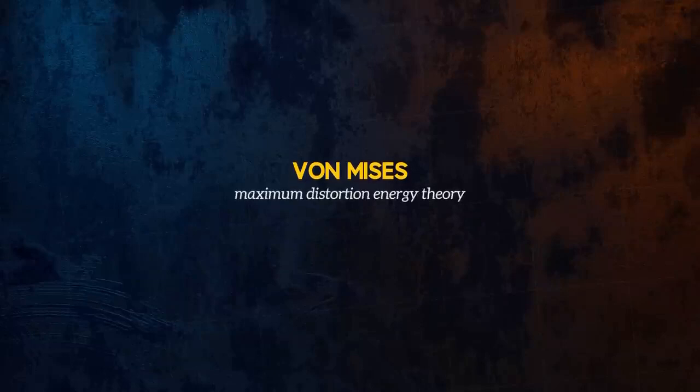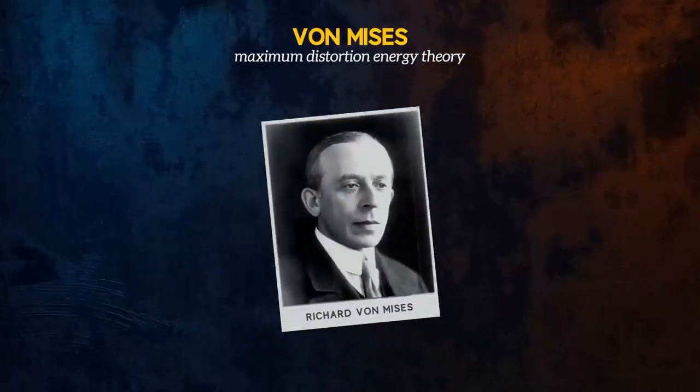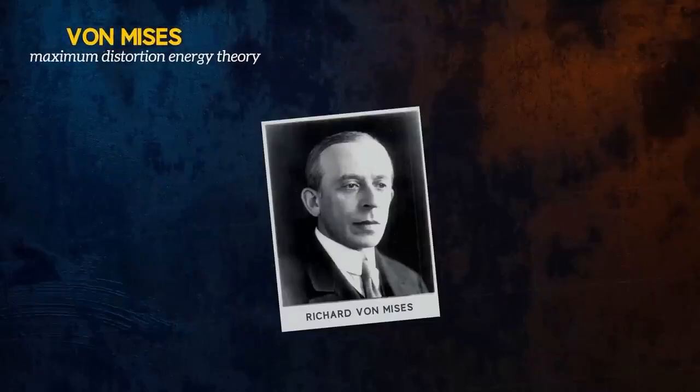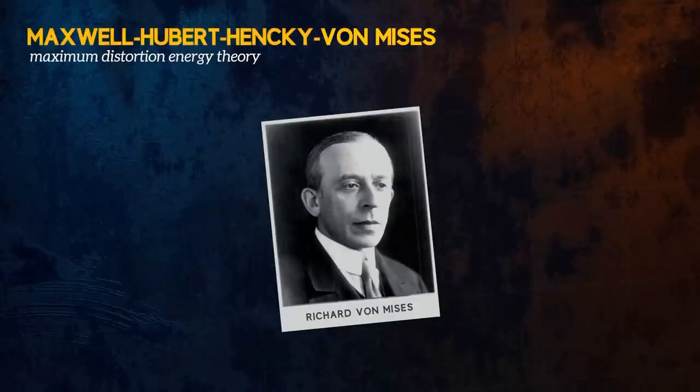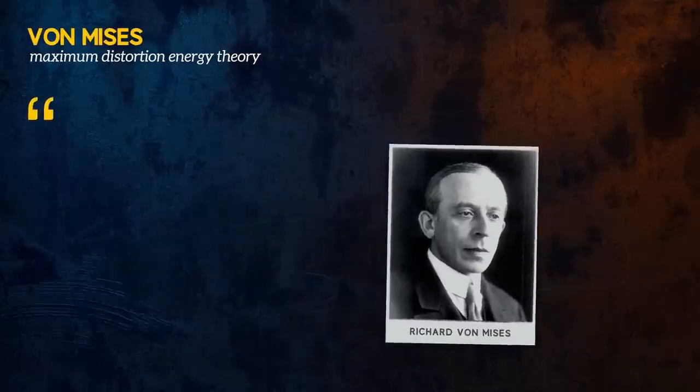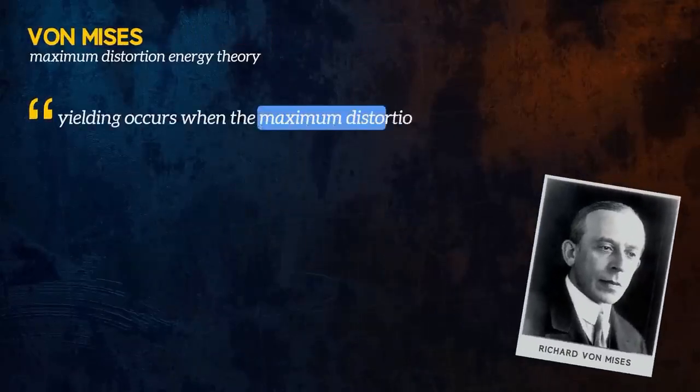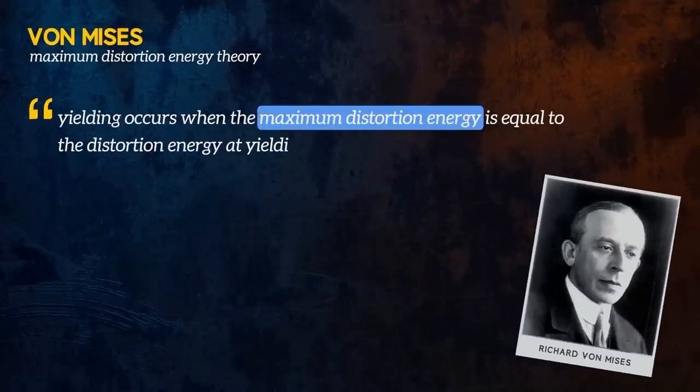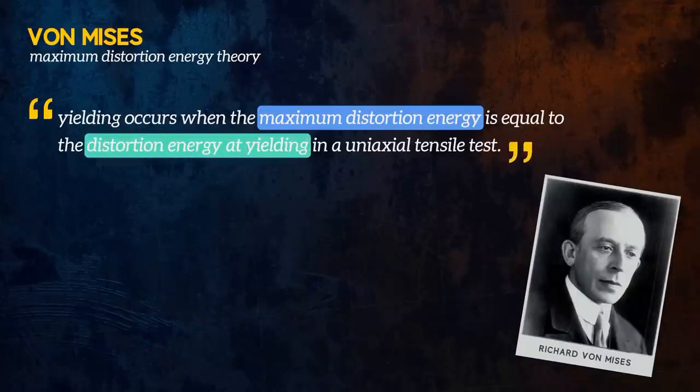Let's look at the von Mises failure criterion next, which is also called the maximum distortion energy theory. It was initially developed by the Austrian scientist Richard von Mises, but a number of others were involved in refining it, so it is sometimes called the Maxwell-Huber-Hencky-von Mises theory. It states that yielding occurs when the maximum distortion energy in a material is equal to the distortion energy at yielding in a uniaxial tensile test.